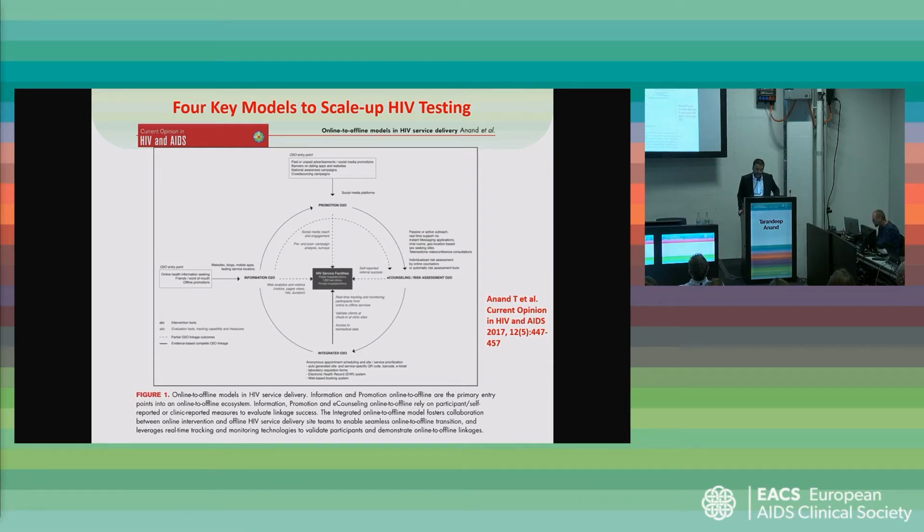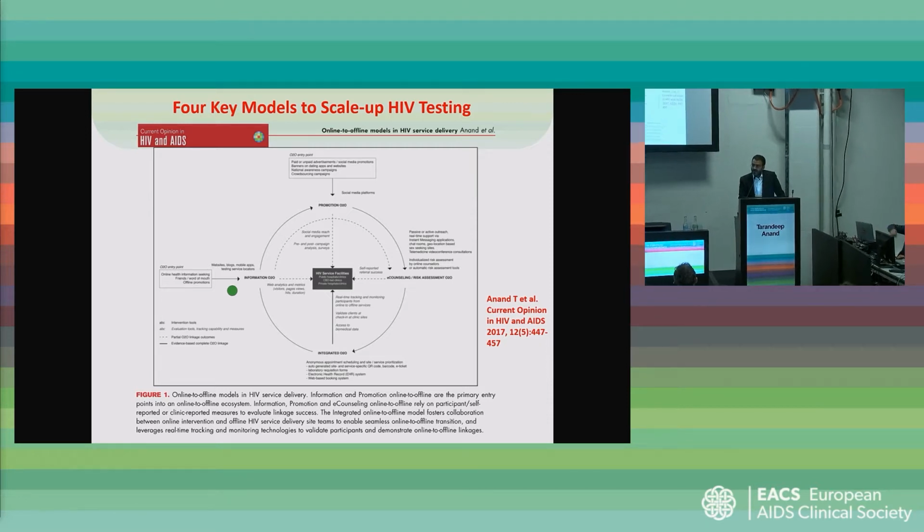I would like to draw your attention to one of my papers. It's called Online to Offline Models in HIV Service Delivery, in which I have highlighted that there are basically only 4 ways that we can link people to HIV testing through online interventions. I have categorized all the interventions in the world that exist into these 4 models. The first model is called the information model, and this model includes websites, blogs, mobile apps, and testing service locators.